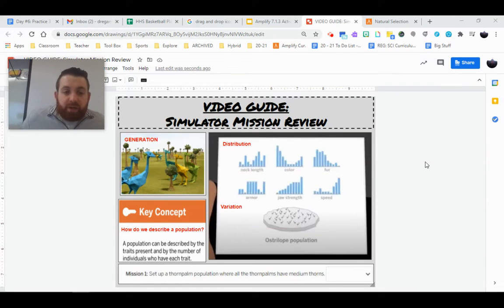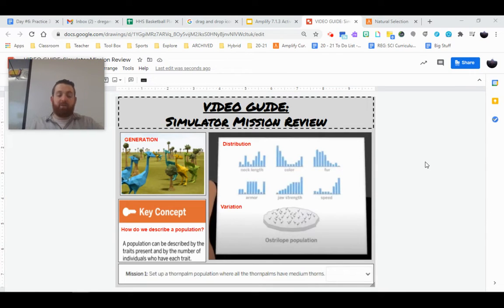Hey everybody, Mr. Regan here, and we're going to review some of the histogram information that we just looked at, along with beginning to use our knowledge of histograms and this idea of distribution and variation to tackle some different missions within our simulator related to our australopes and all of those different organisms. So before we begin, a few things we need to make sure we understand clearly.